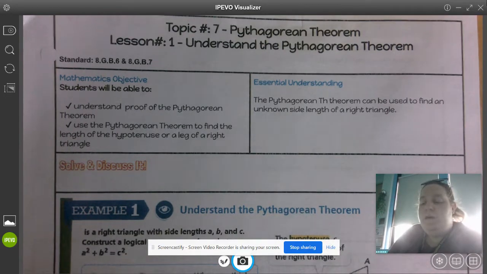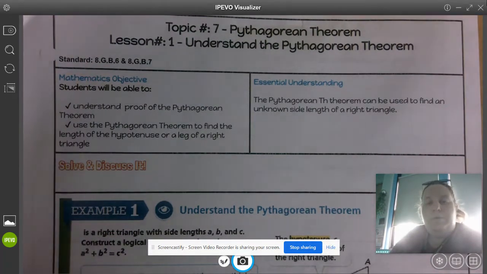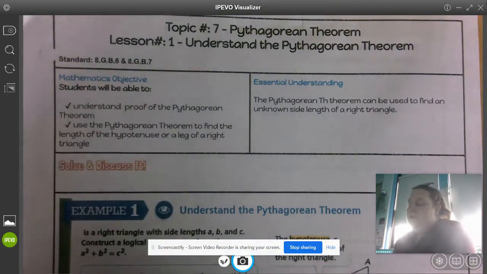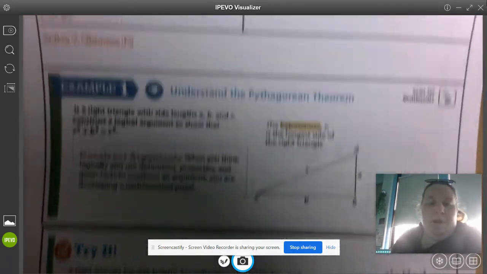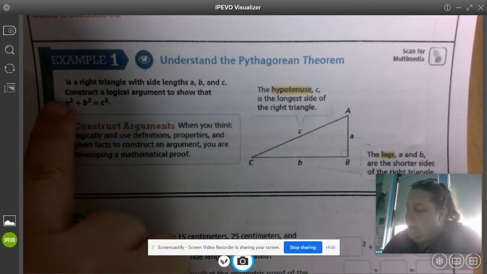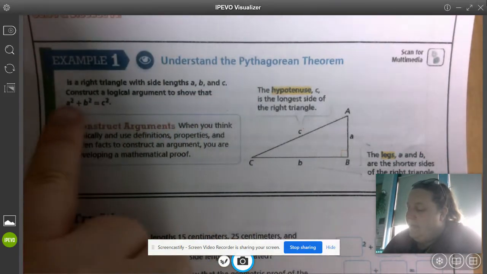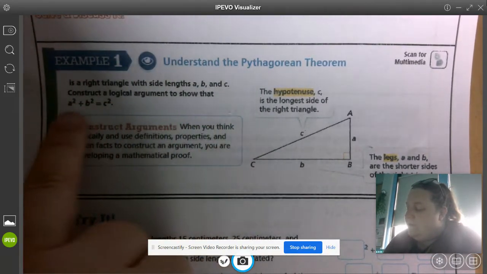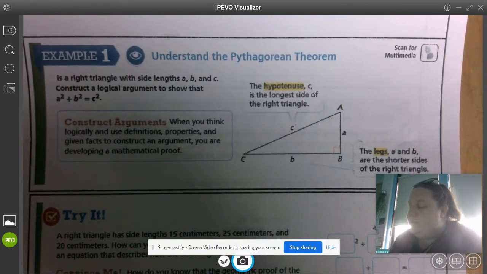So, you watched a video that shows you the proof of the Pythagorean theorem and how it works. Now we're actually going to talk about it, look at the parts, and see how we can use it in some different ways. So, we're skipping down to example 1, understanding the Pythagorean theorem. Triangle ABC is a right triangle with side lengths a, b, and c. Construct a logical argument to show that a squared plus b squared equals c squared.